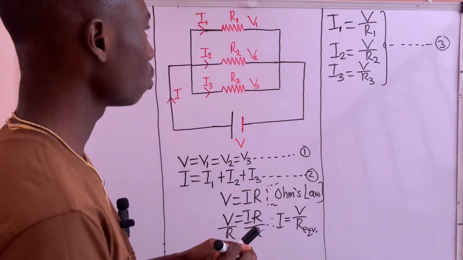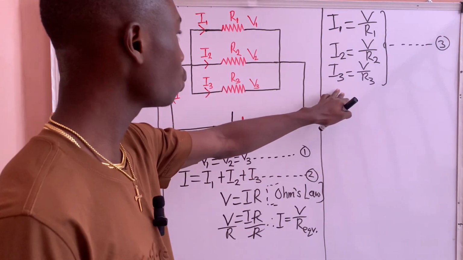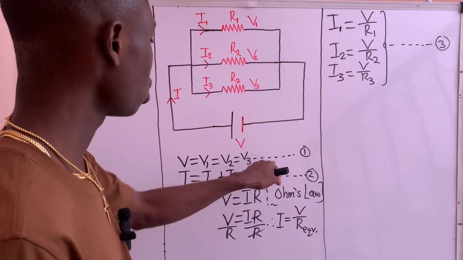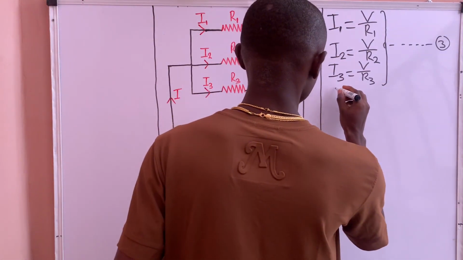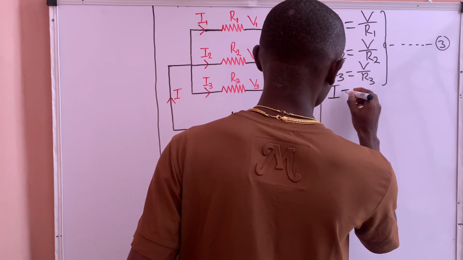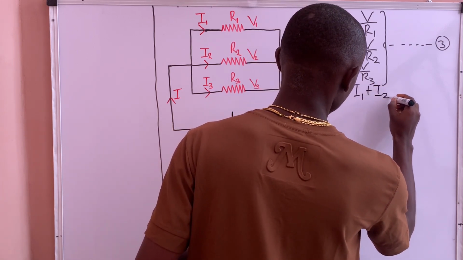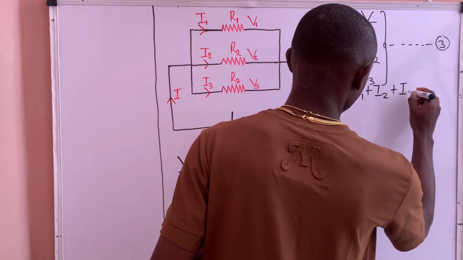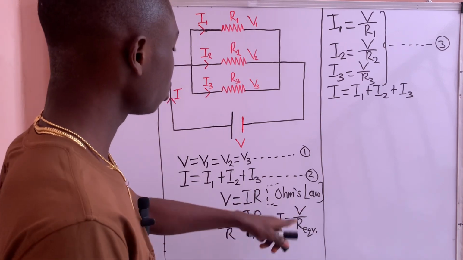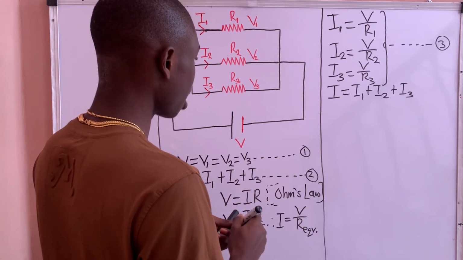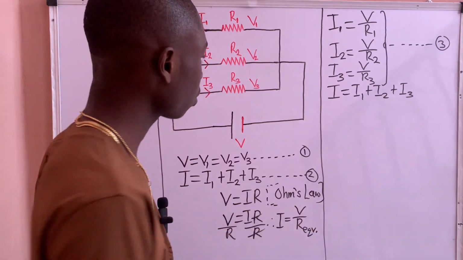So what are we going to do now? Since we have gotten the values of the currents that differ, we will now substitute them into equation 2 so that we can get our equivalent resistance. So let me bring down equation 2. We have I equals I1 plus I2 plus I3. We will now substitute the values of the currents into equation 2. For I, we have I equals V all over R equivalent.